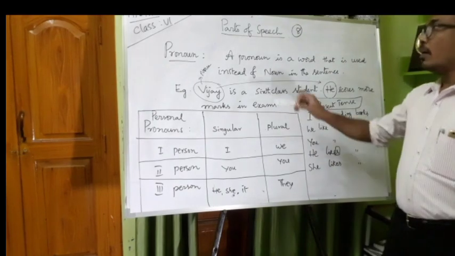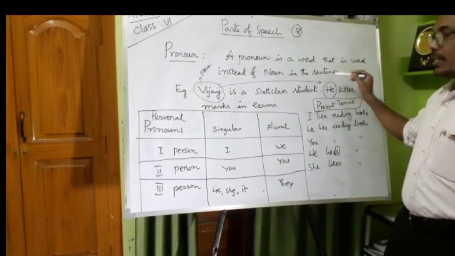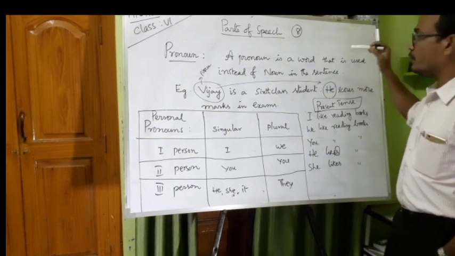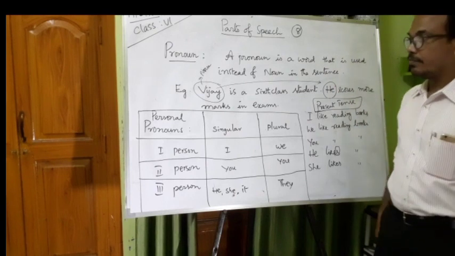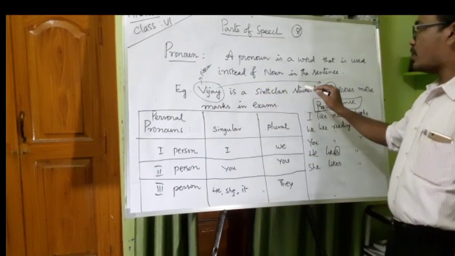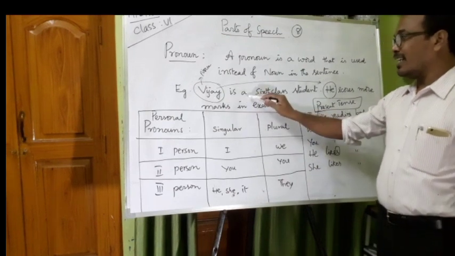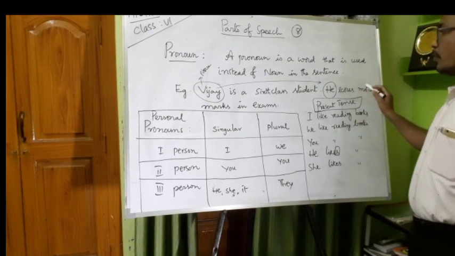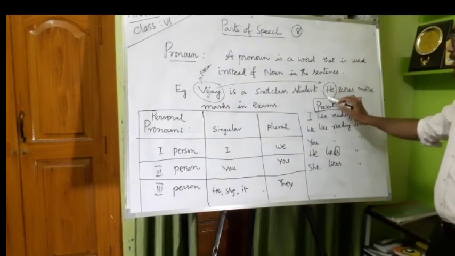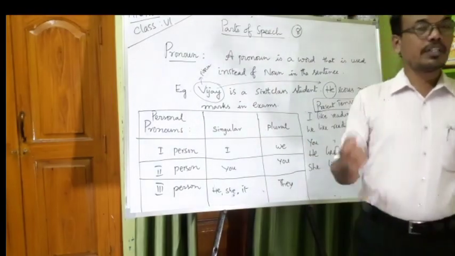What is a pronoun? A pronoun is a word that is used instead of a noun in the sentence. I repeat the definition once again. A pronoun is a word that is used instead of a noun in the sentence. Now an example: Vijay is a 6th class student. He scores more marks in exams. Here, Vijay has been replaced with he, so it is called a pronoun. If you use any word to replace a noun, it is called a pronoun.